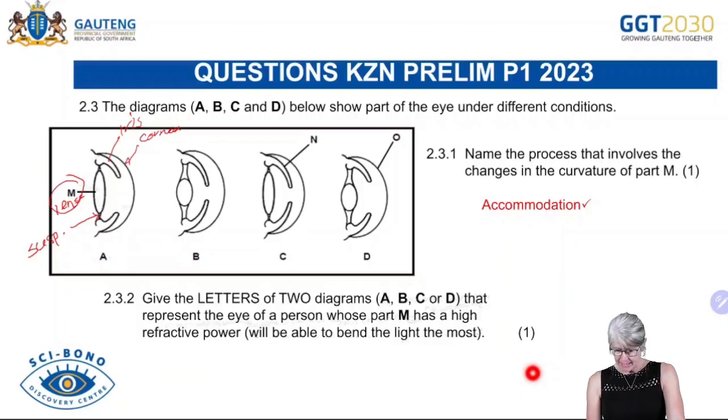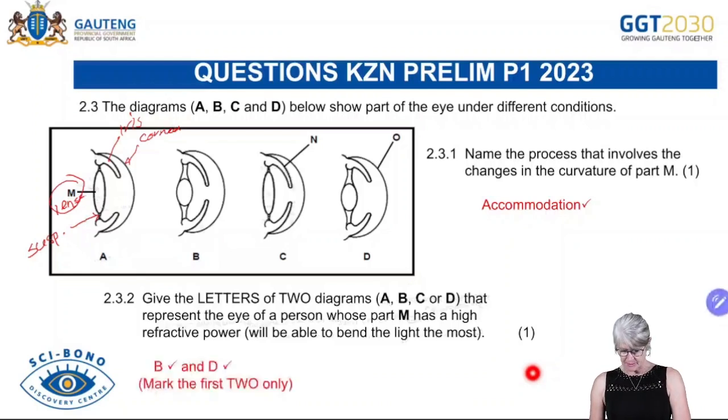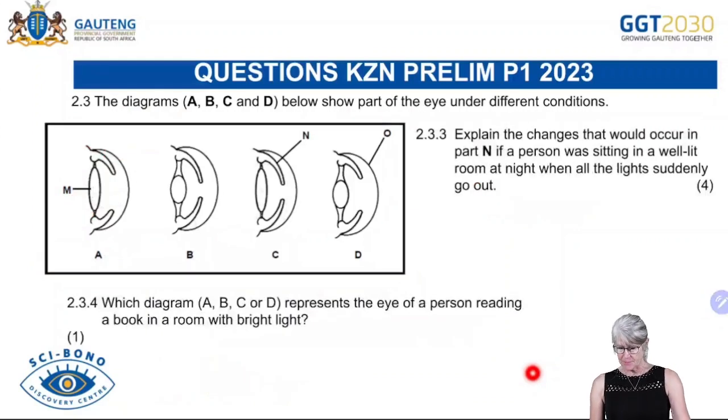If I look at A and C, my lens is quite long and thin, so it wouldn't have a very high refractive power. So I would eliminate those 2. It's obviously going to be B and D. Let's see if we're correct. Yes. All right, let's have a look at the next question.